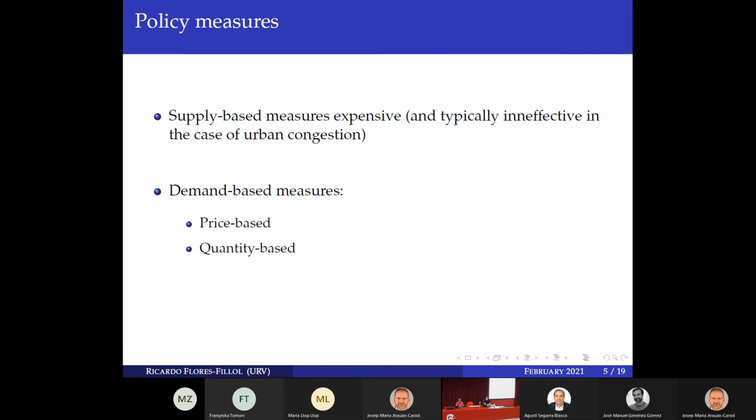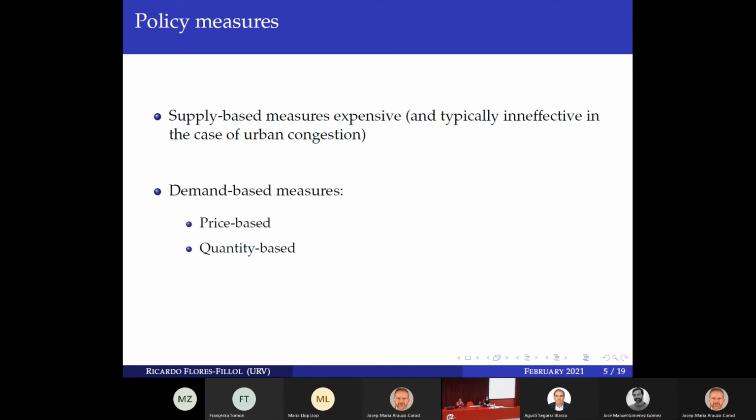So in the case of urban congestion, the two major quantity-based measures being applied are restrictions in terms of license number. There are some countries, especially in South America, where there are days during the week when only cars with even license plate numbers can get into the city or exit the city. So there is this restriction with odd and even license plate numbers. This is one thing you can do.